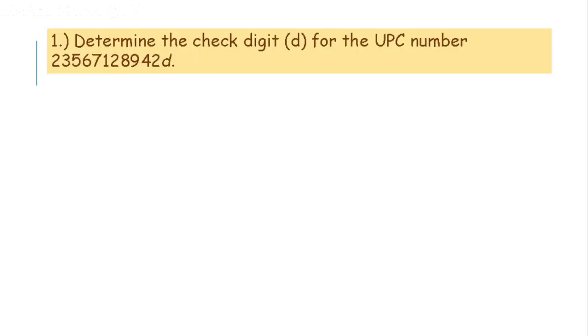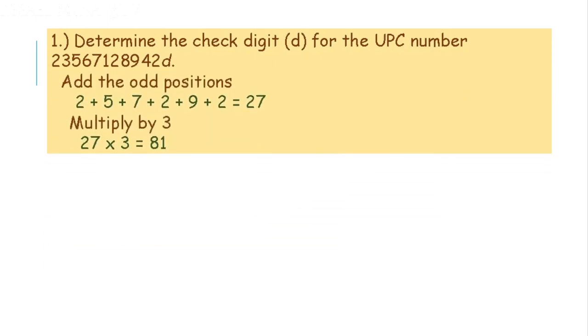Now, for UPC. Other than ISBN, we also have UPC. This is how we do the computation for the UPC. Determine the check digit D for the UPC number. For example, this is the UPC number: 2, 3, 5, 6, 7, 1, 2, 8, 9, 4, 2, and D. There are 12 numbers. Under UPC, it's American.